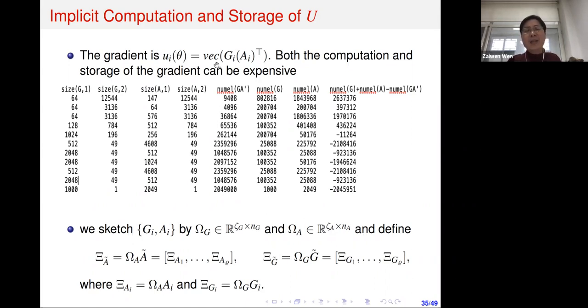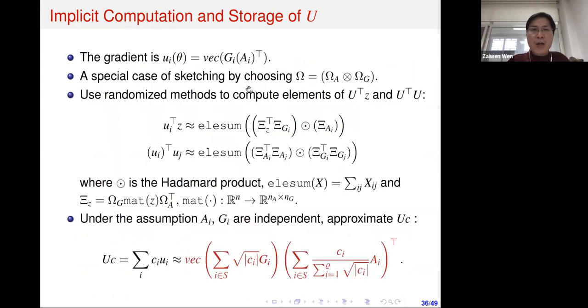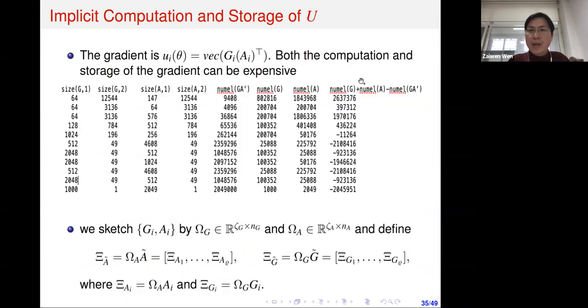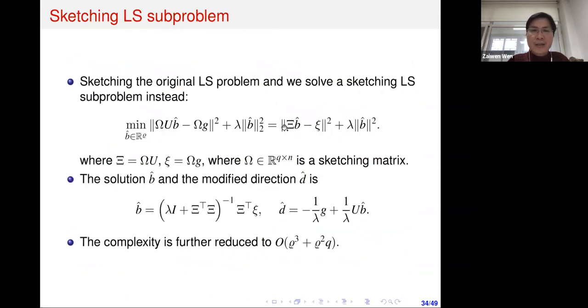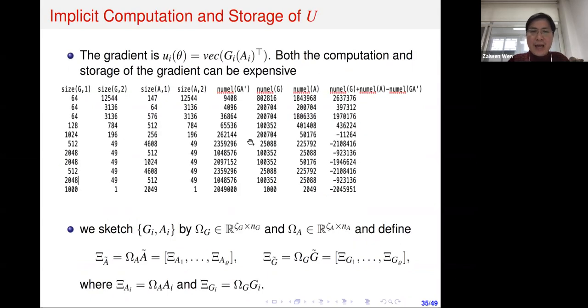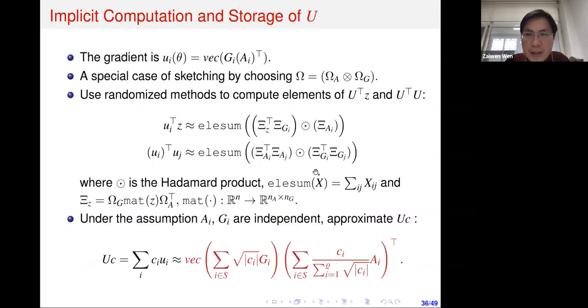Therefore, the question is, can we only store G_i and A_i instead of the gradient? Then can we still compute the natural gradient direction? The answer is yes. We can also use sketching. Essentially, we construct our sketching matrix in this way. It's a quadratic product between two random matrices. Then you plug it into this formula and do the computation explicitly.